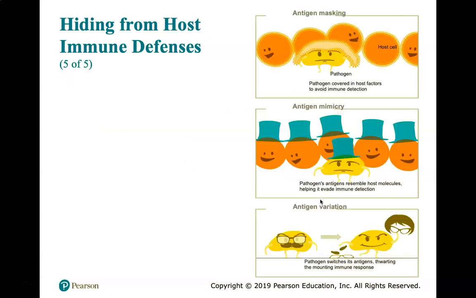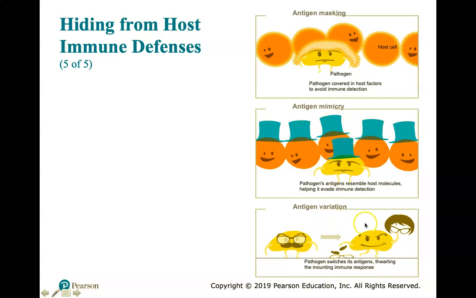So I like this image. Hiding from the host defenses. It's talking about masking in the top one, right? It covers itself in host factors, and the body thinks it's a normal cell. Mimicry, right? It copies the host molecules. You can see it's got a nice little top hat here.